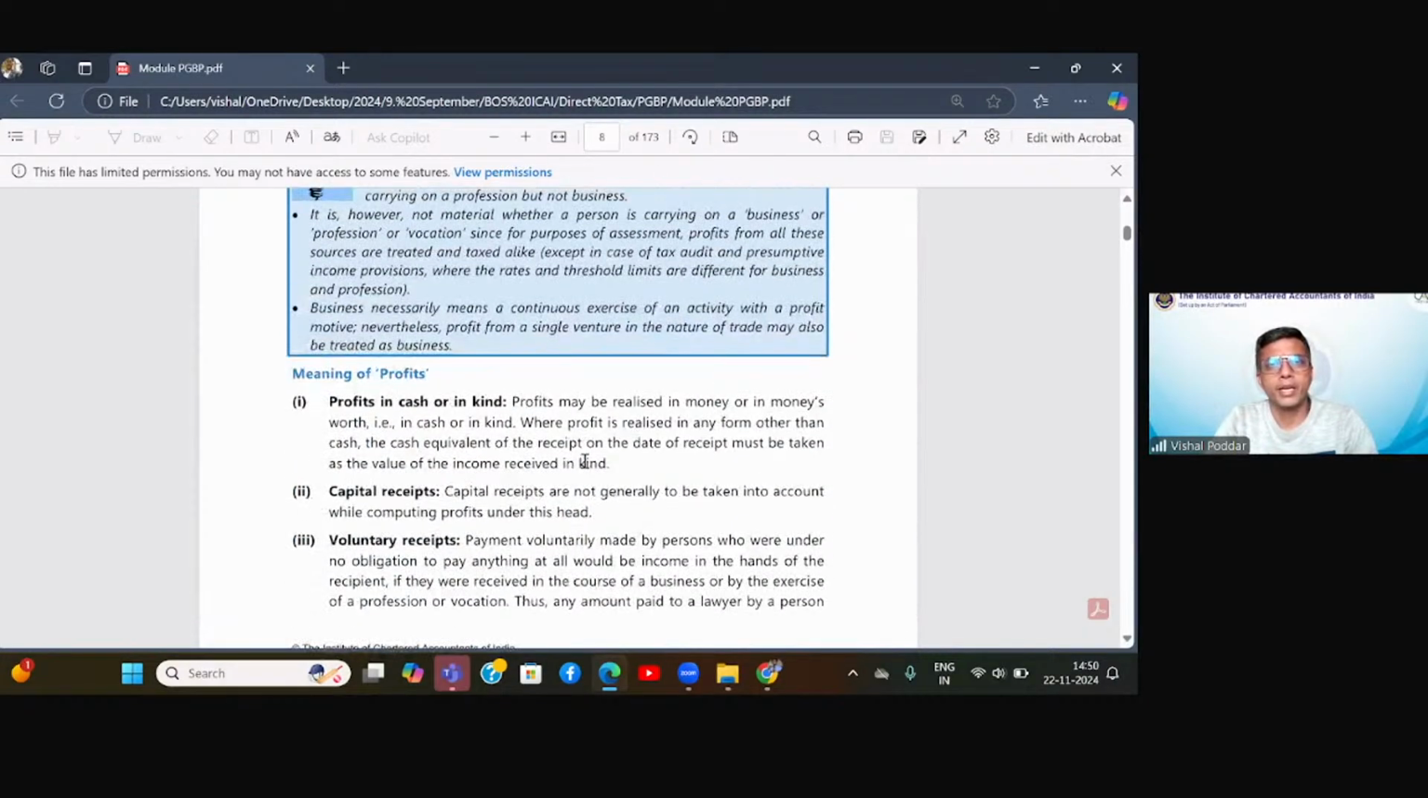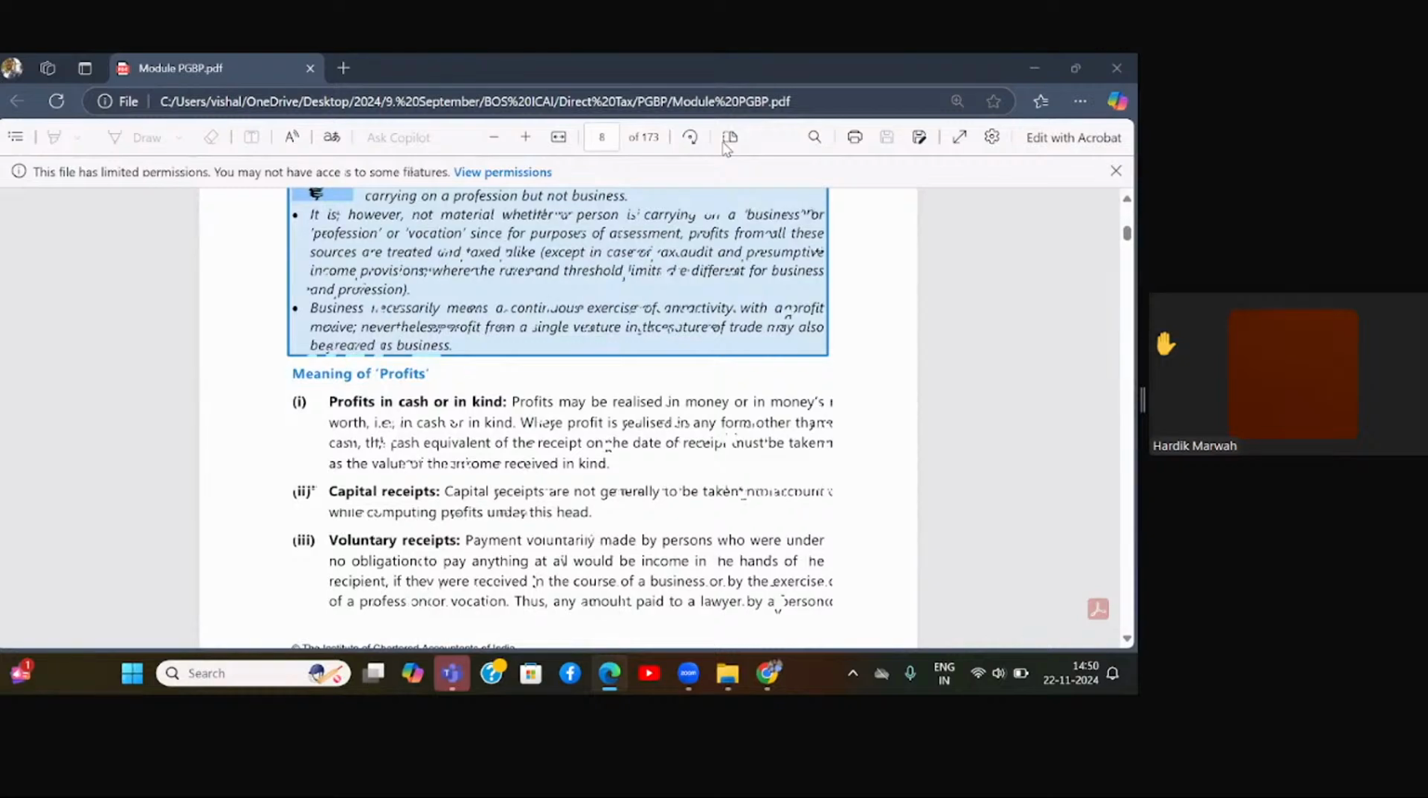Now, some clarification they have given about business and profits. Yes, Hardik, please. We can take doubts also, not a problem. Go ahead. So Hardik has a doubt in section 40 clause B, which is relating to partnership form. Yes, good afternoon, sir. Good afternoon, beta.